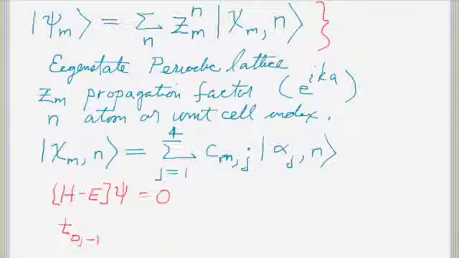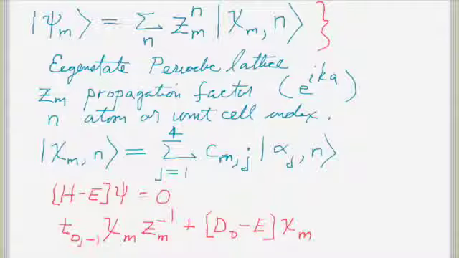T0,-1 for a particular mode, chi sub m, z^(m-1), plus the diagonal block, which I'm calling D0 minus E, chi_m, plus T01 chi_m z^m equals 0.